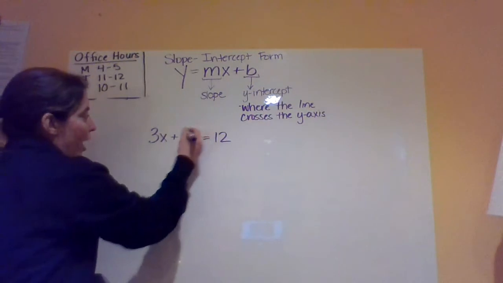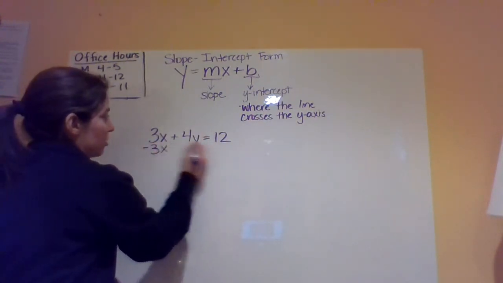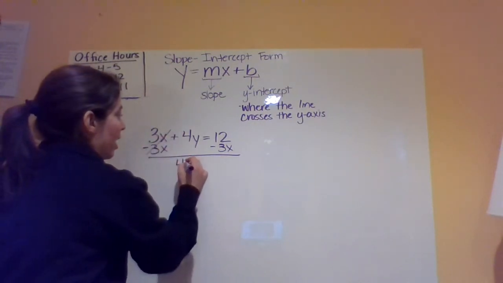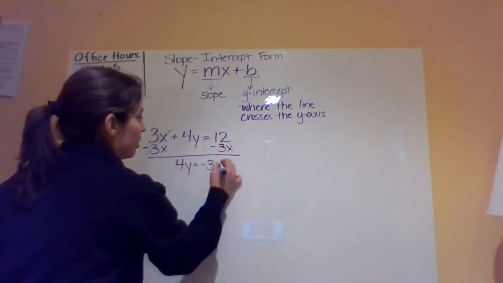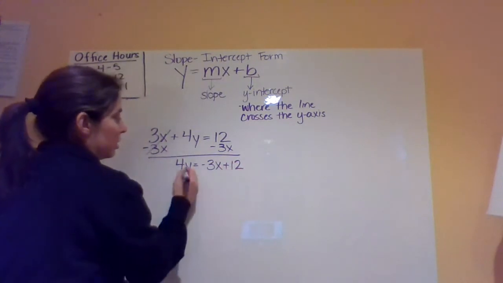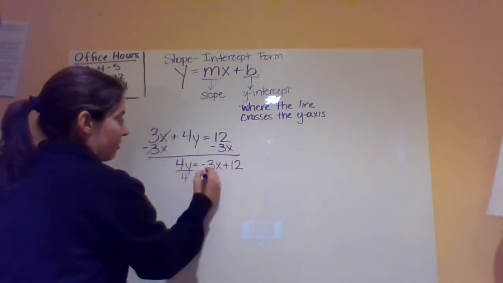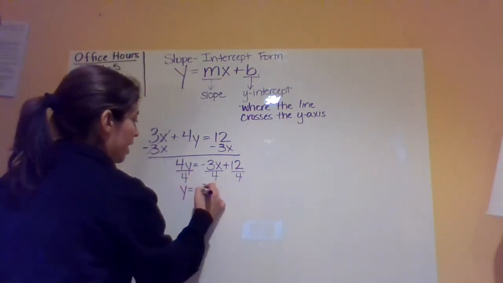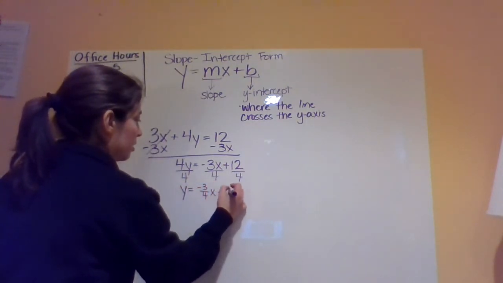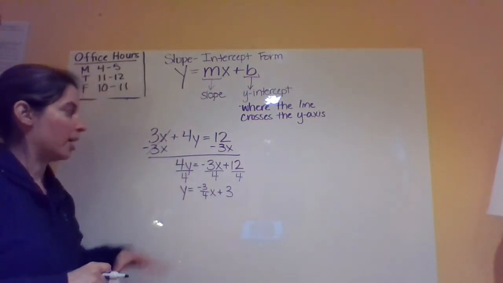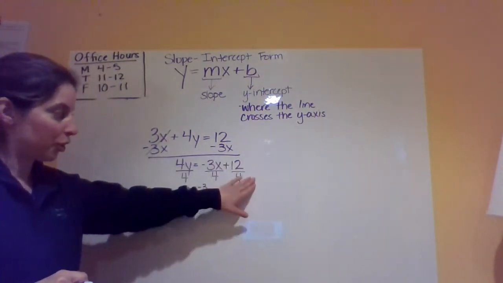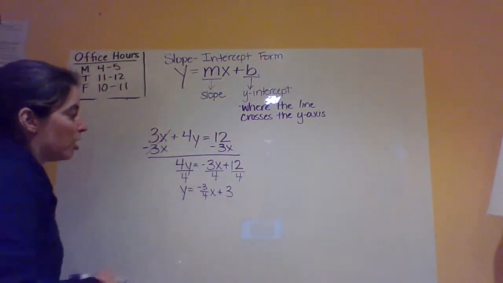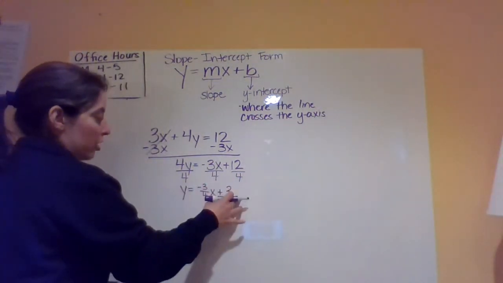So I want to get y by itself, so I'm going to move this by subtracting 3x. 4y equals negative 3x plus 12. I want to get y by itself, so now I have to divide. So y equals negative 3/4 x plus 3. I'm dividing every term separately over here on the right so that I have 2 terms here. So this is in slope-intercept form.